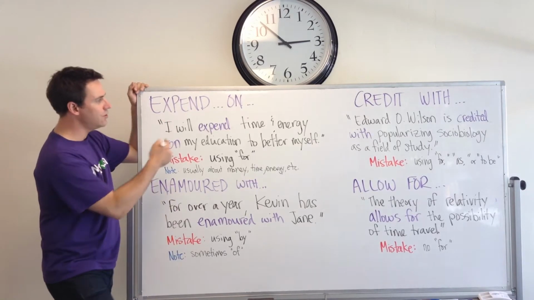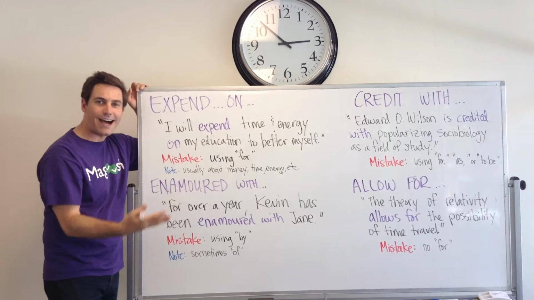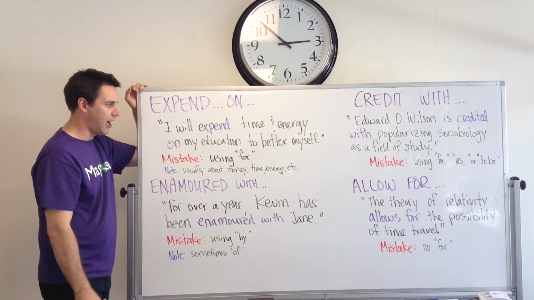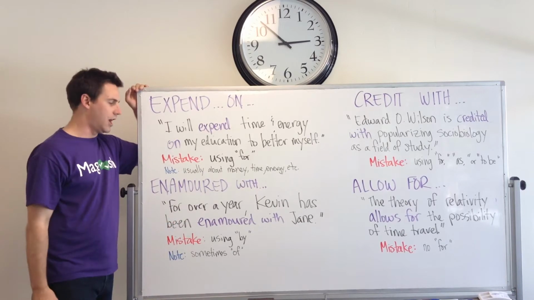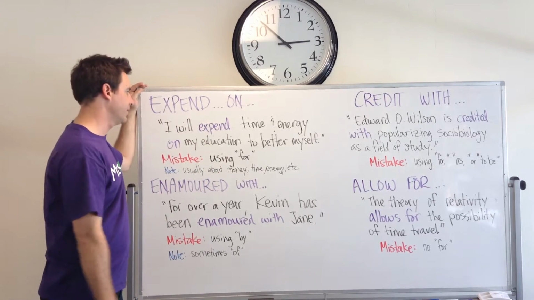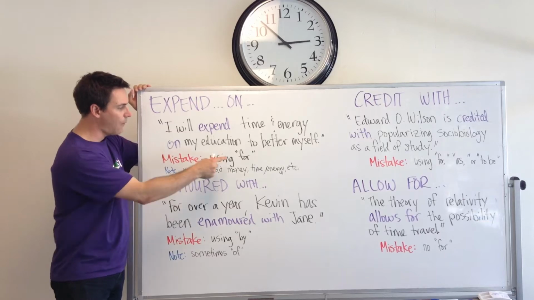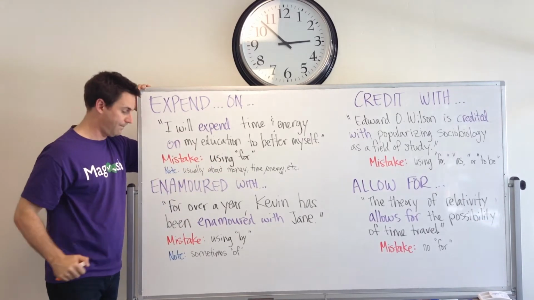Another note is that usually the thing you're expending is money or time or energy to do something. So you expend these things on your education or something else. So the mistake is for. Make sure you're using on.